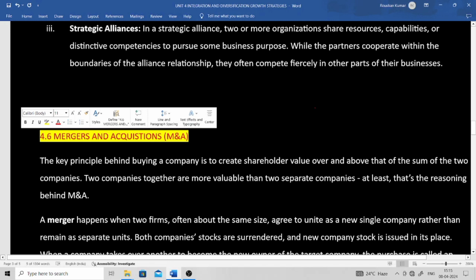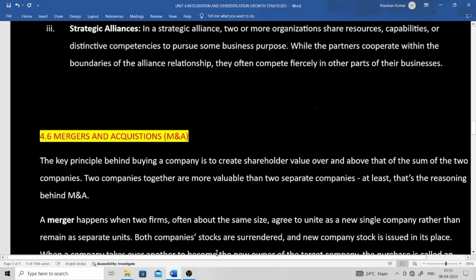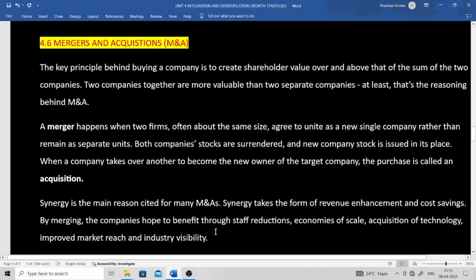A merger happens when two firms, often about the same size, agree to unite as a new single company rather than remain separate units. Both companies' stocks are surrendered and new company stock is issued in its place. That's what happens in mergers: the stocks of the old companies are surrendered and the stock of a new company is issued.